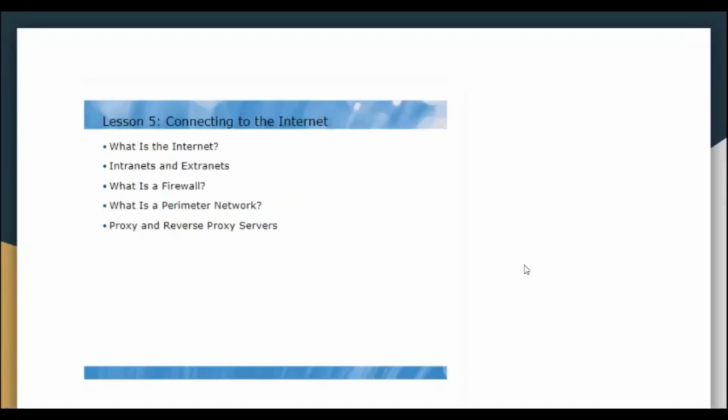Okay, so let us move on to lesson 5, connecting to the internet. So what is the internet? The intranets and the extranets. What is a firewall? What is a perimeter network? And proxy and reverse proxy servers.